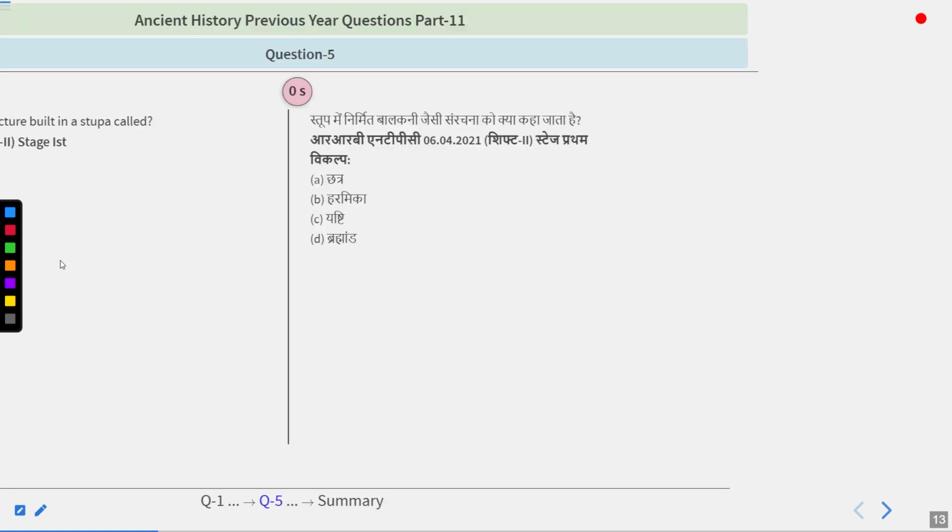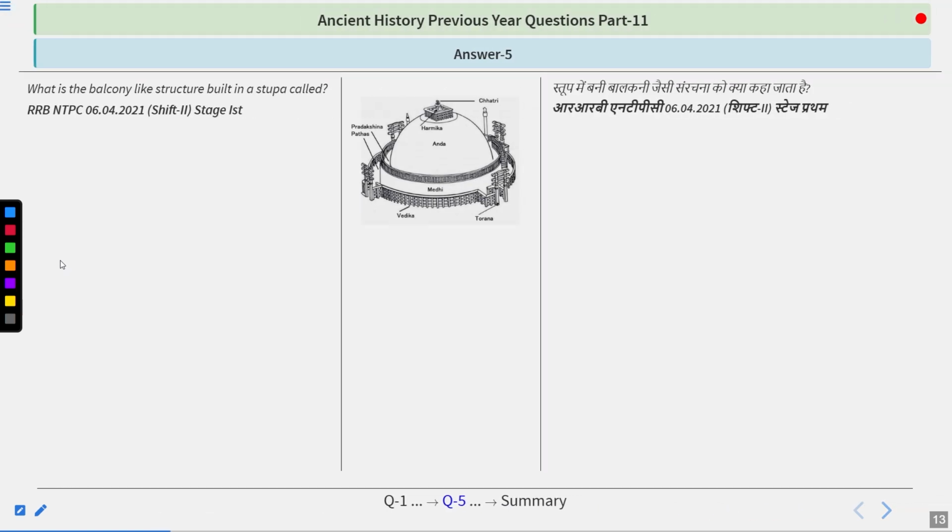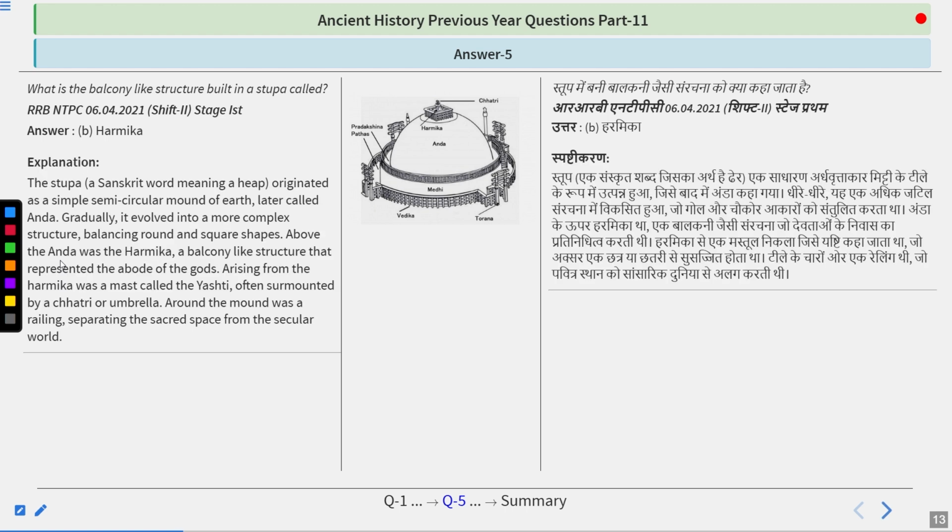And I hope your answer would be right. So you can see the whole particular art or the particular structure of a stupa, and the answer is Harmika. So when we talk about the stupa, a Sanskrit word meaning a heap. First of all, it is called a heap. You can see this is a kind of a heap, originated as a simple semicircular mound of earth, later called anda. Gradually, it evolved into a more complex structure, balancing round and square shapes.